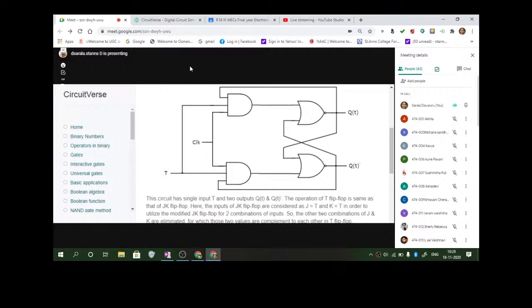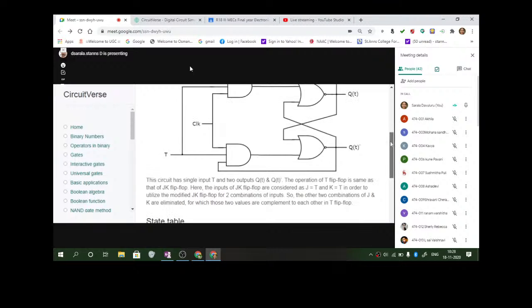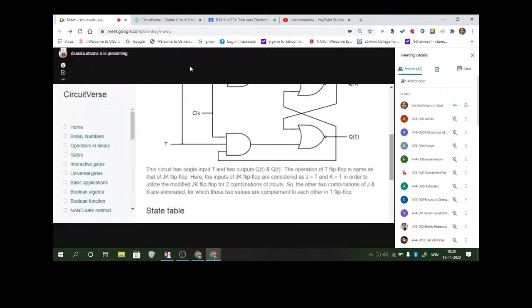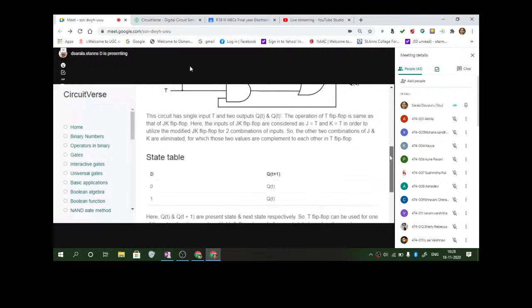So other two combinations of J and K are eliminated. There is no need, because it's just one input that you are doing. So if it is 0, it's like a D flip-flop. If it is 0, you will get it as 0. If it is 1, it will be complemented. Why is it complementing? Because both are receiving 1. When both are receiving 1, J is 1, K is 1. It's a toggle. Therefore, it is going into its complementary state. If it is 0, that means what? There is no change. Both J is 0, K is 0. It's a modified JK. So, when you give this T or D flip-flop or T flip-flop, both are delay and toggle flip-flop.